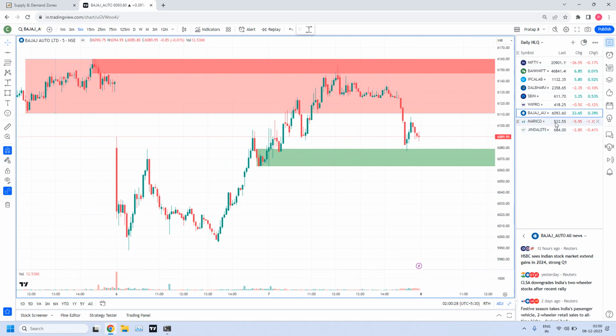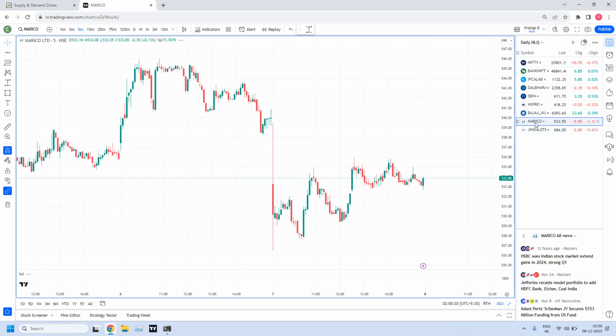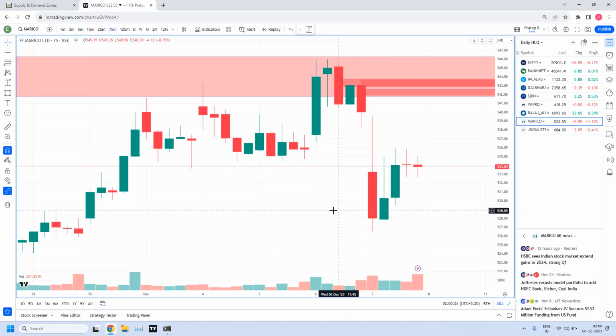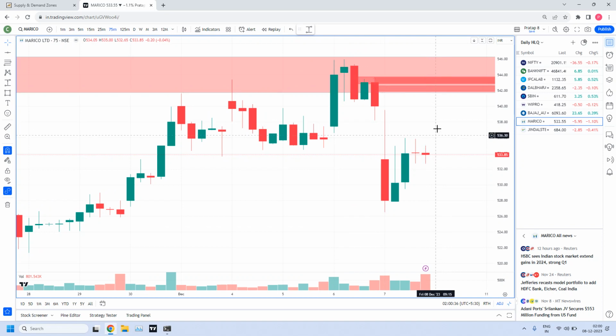And Marico did not reach the entry. Instead, prices came down. So we didn't get the entry in this zone.